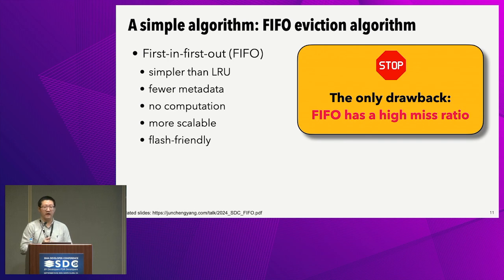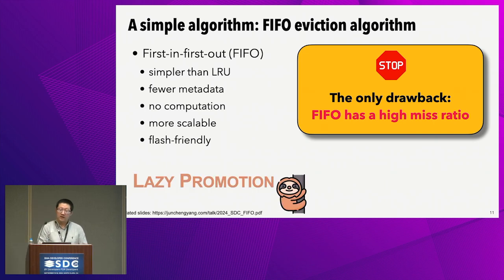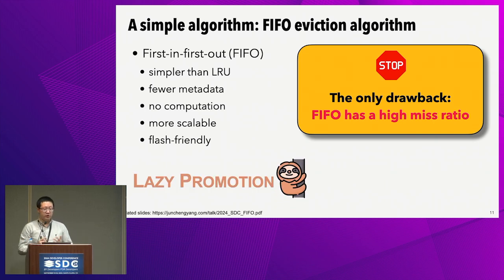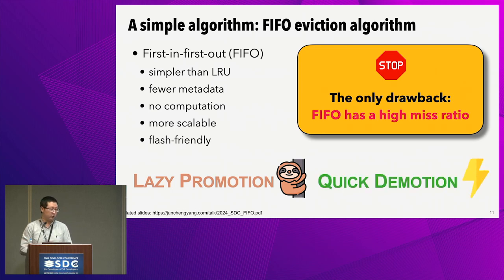However, FIFO has one big drawback, which is its efficiency. FIFO has a higher miss ratio compared to LRU and state-of-the-art eviction algorithms. So in the next 20 minutes, I'm going to introduce two techniques. One is called lazy promotion, one is called quick demotion. With these two techniques, FIFO-based eviction algorithms can be better than state-of-the-art eviction algorithms, both in terms of efficiency and scalability.